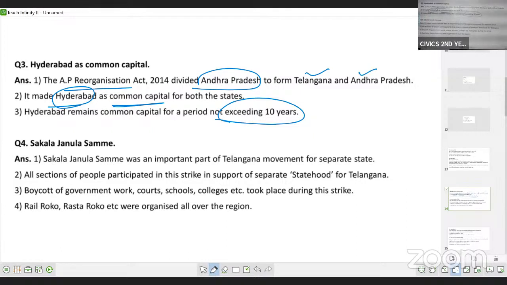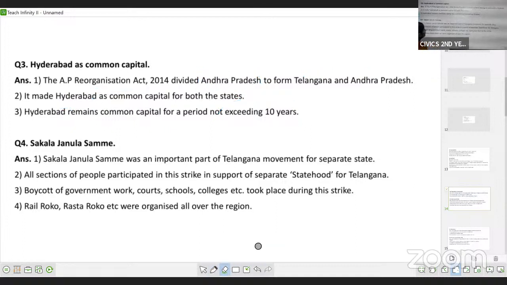Within these 10 years, Andhra Pradesh, or Andhra, should develop its capital city. That is Hyderabad as common capital. Okay, next is Sakala Janula Samme. Again a repeated question. This is asked repeatedly.